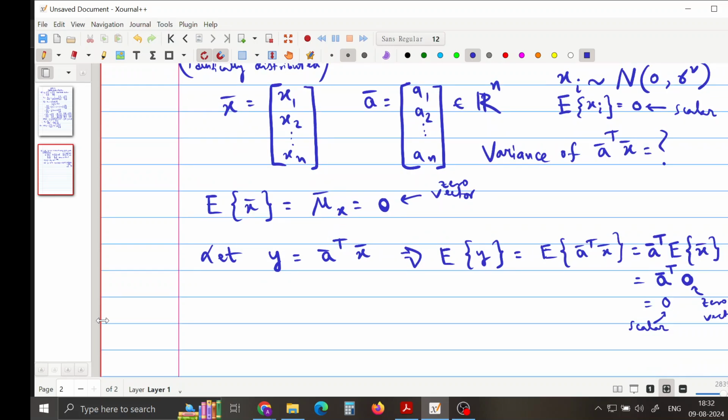But we are asked to find the variance, right? So the variance of y, you know from your high school mathematics that it has this form. It can be written as the expectation of y minus the expectation of y, this thing whole square. Correct? This is the definition of variance. That's how we define it.